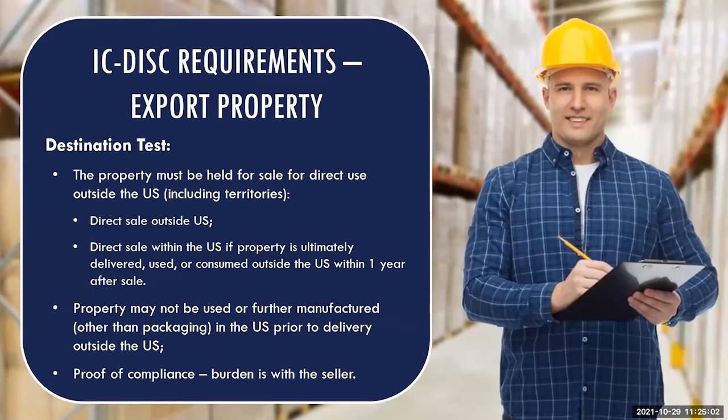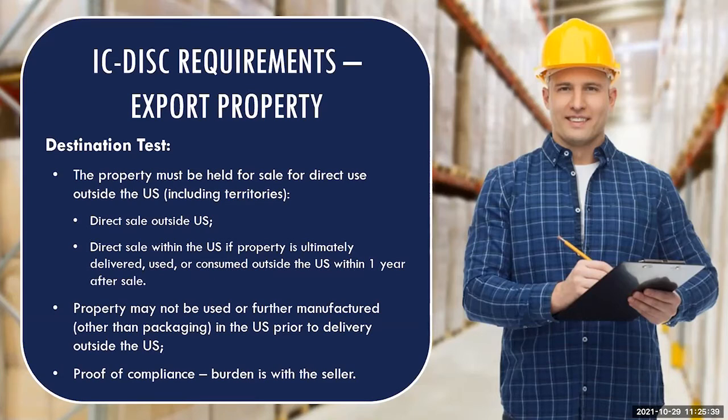Another example could be you sell a product to a US customer who then further manufactures that product into a second product, and then that person exports that property. The sale from the original manufacturer to the second manufacturer in the US now would not qualify for the IC-DISC purpose. However, the subsequent sale from the second manufacturer to the export could qualify, assuming they meet the manufacturing and the fair market value test.